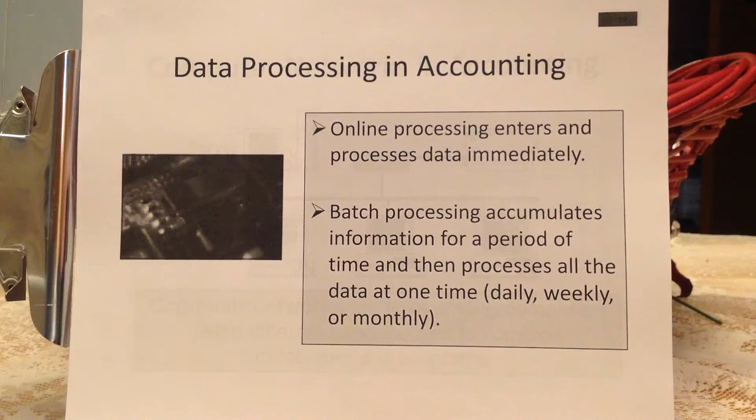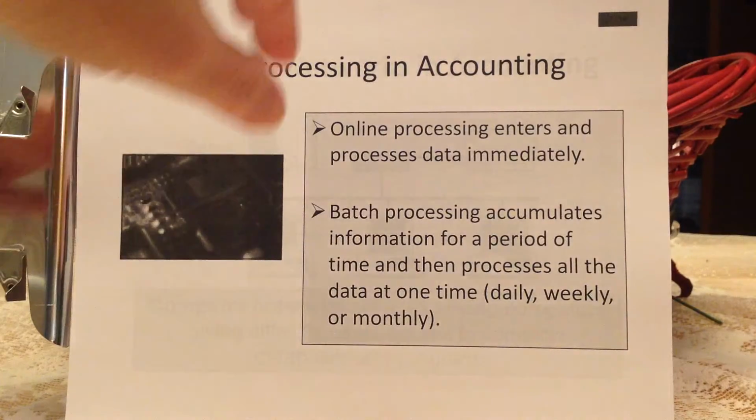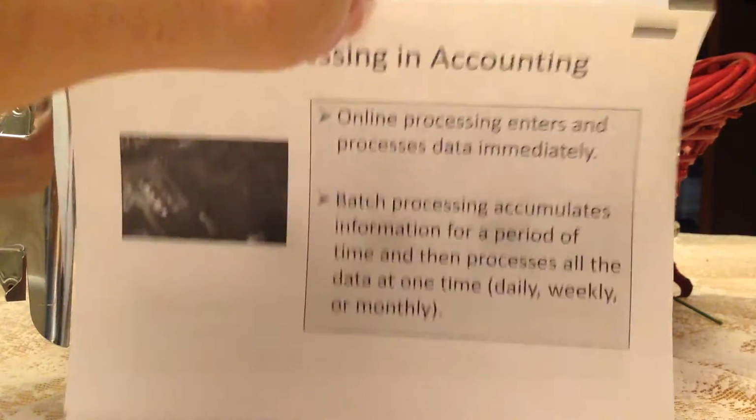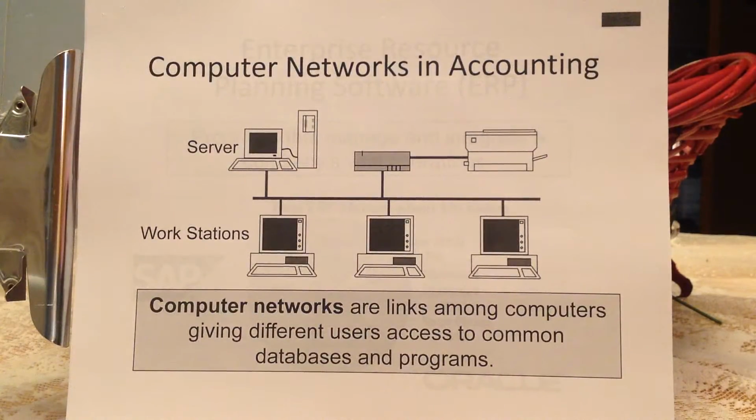Online processing is when everything is done automatically and there's no tape, there's nothing, it's just all done. Typically those are all online type entries. You don't actually see it, it's all on the internet.